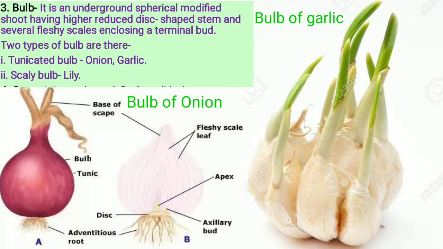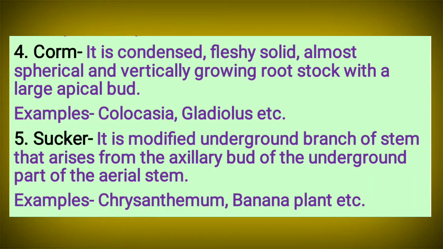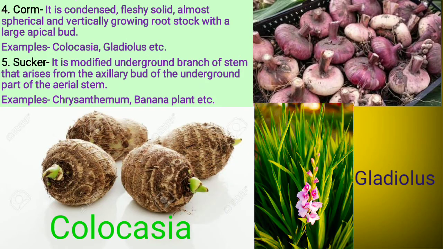Then next comes the corm. Corm is a condensed, fleshy, solid, almost spherical and vertically growing rootstock with a large apical bud. Examples for the corm are Colocasia and gladiolus. So corms have a vertically growing rootstock along with the large apical bud, which is a part of the stem, and it is usually unbranched.